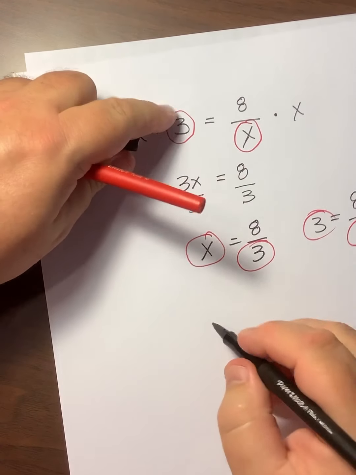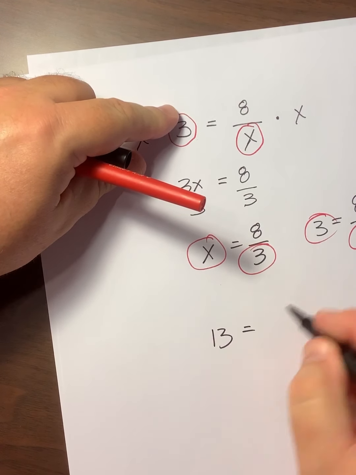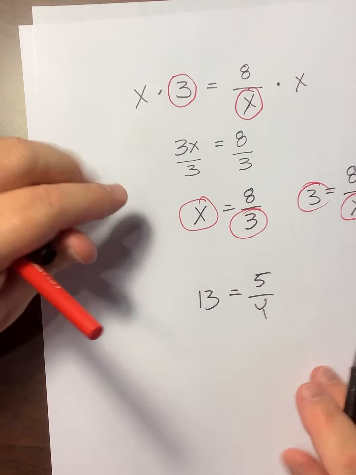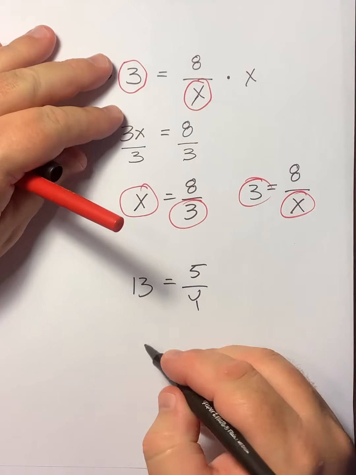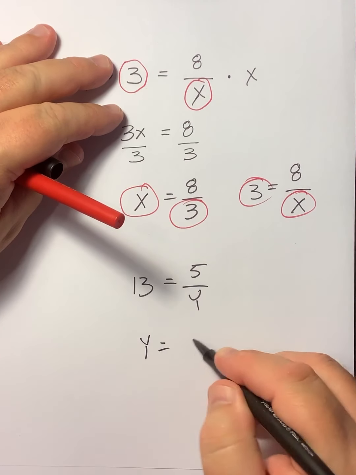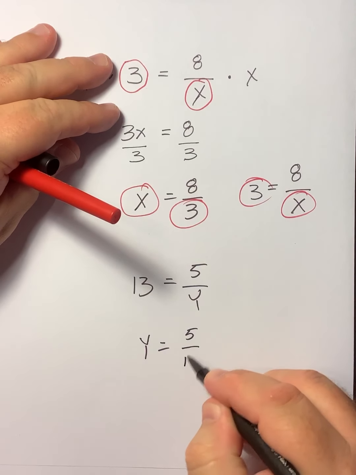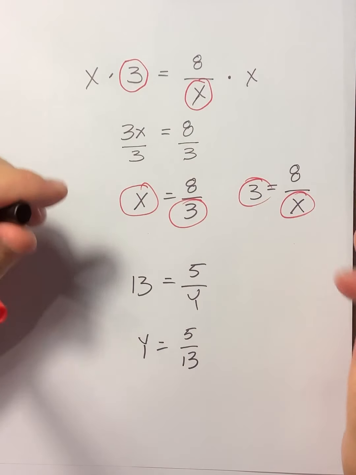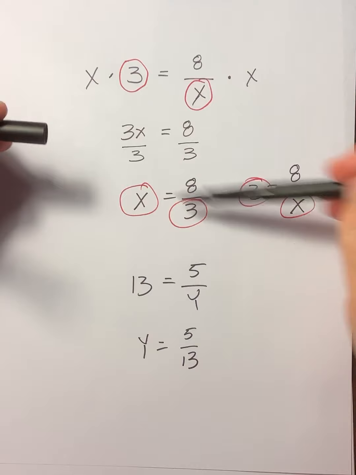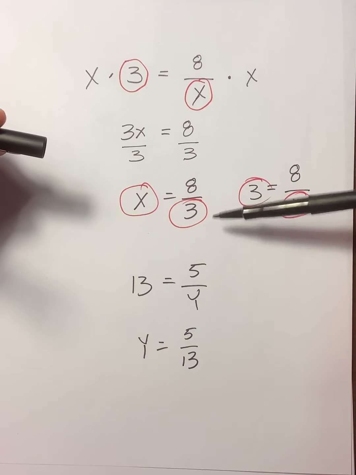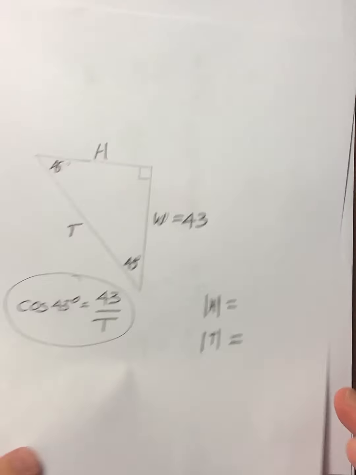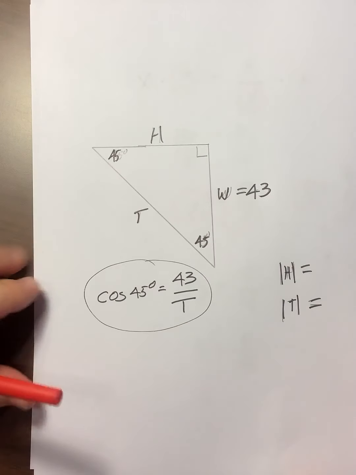So if I say to you, let's have 13 equals 5 over y, you should now realize, oh, I can simply just say y equals 5/13 just by swapping those positions. No work needs to be shown there because I know how to do these 2 steps. You see what I'm saying? It's a shortcut. So now let's go back over here to your problem.